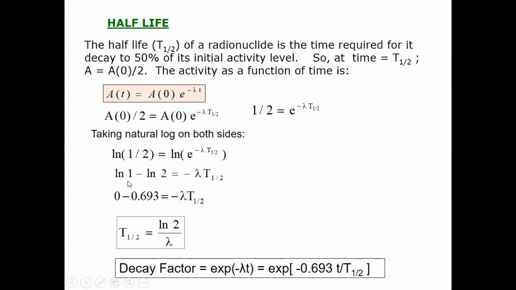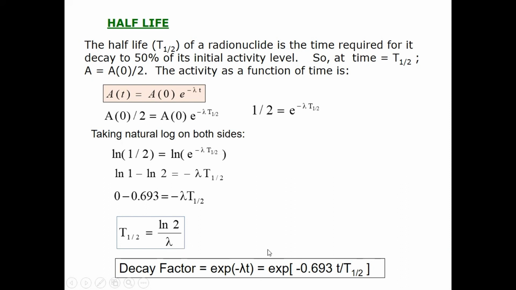So natural log of 1 minus natural log of 2 is equal to minus lambda times t half. We know very well that natural log of 1 is 0, and the natural log of 2 is 0.693. So from this equation, we can find out the t half, which is equal to natural log of 2 divided by lambda, or 0.693 divided by lambda.